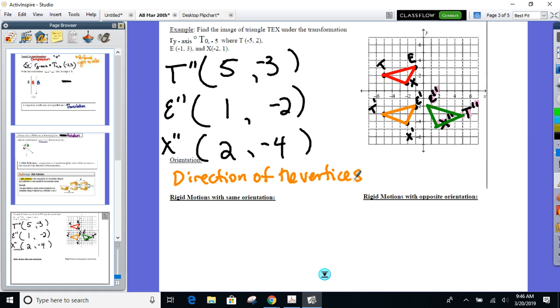All right, orientation is the direction of the vertices. How you see it? Emily said, hey, go CBA. Billy might go ABC. Two different orientations. That's fine. All right, but it's the direction, the order of the vertices. All right, we should probably put of a figure.